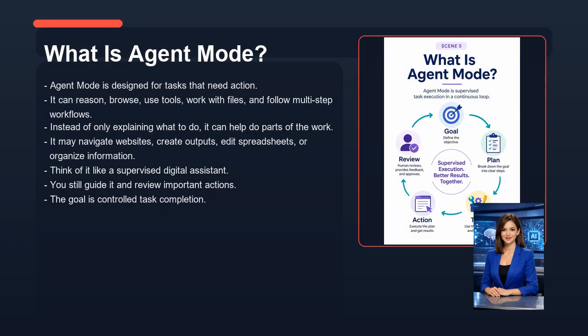Now let's look at what is agent mode. Agent mode is designed for tasks that need action. It can reason, browse, use tools, work with files, and follow multi-step workflows. Instead of only explaining what to do, it can help do parts of the work. It may navigate websites, create outputs, edit spreadsheets, or organize information. Think of it like a supervised digital assistant. You still guide it and review important actions. The goal is controlled task completion.